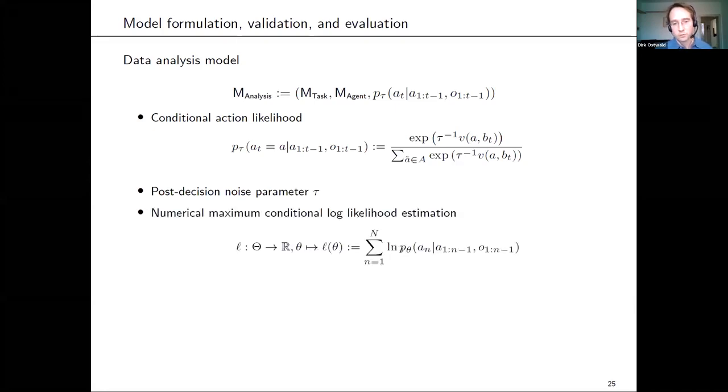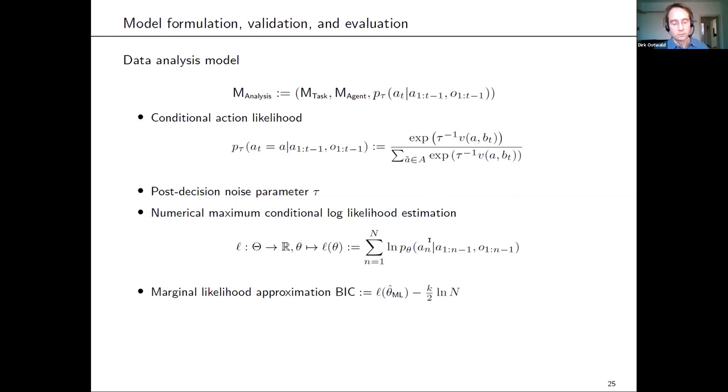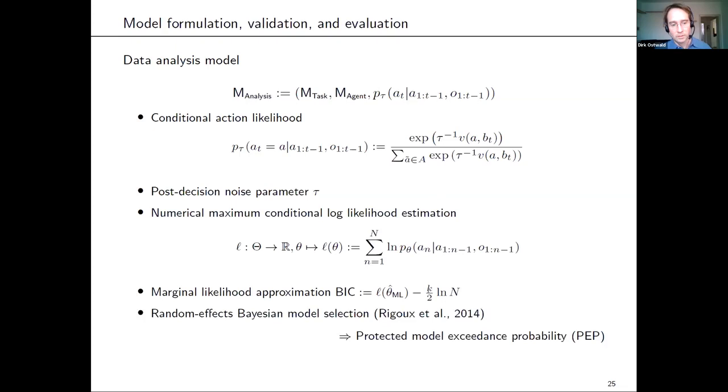And then we use a numerical maximum conditional log likelihood scheme to estimate the free parameters of the agents, which are the tau parameter, and for our A3 agent, which combines both explorative and exploitative goals, it's also the lambda parameter. But these are quite few parameters, so these are not highly parameterized models. And as readouts for the performance of the models, we then use on the participant level the BIC, where we, of course, penalize the number of free parameters, and on the second level use a random effects Bayesian model selection scheme proposed by Rigoux et al. That yields protected model exceedance probabilities that tell us how much more likely one model of our model set is over the other ones.